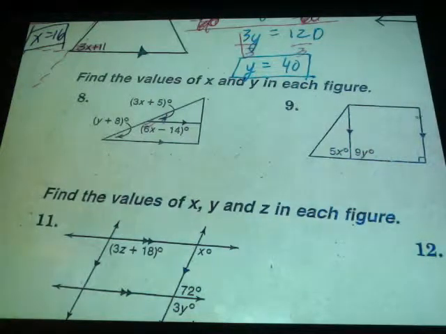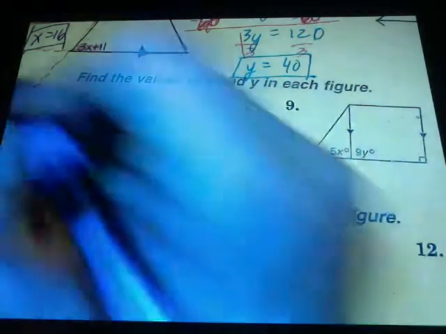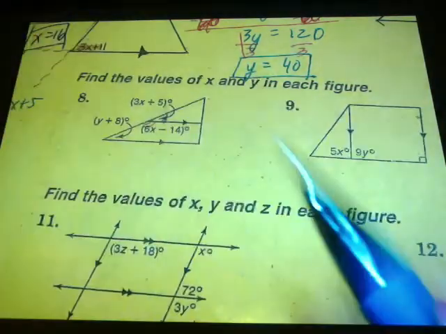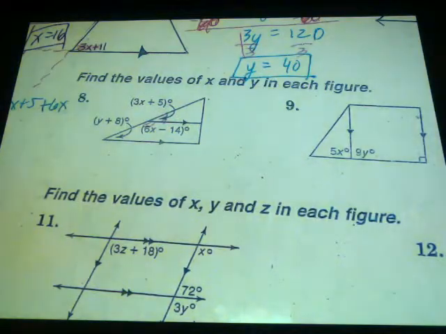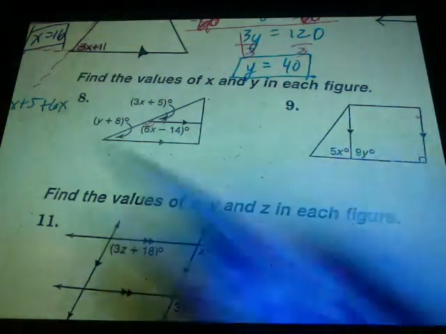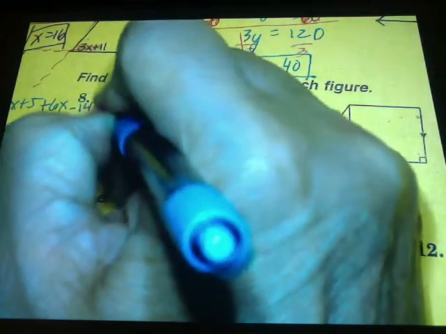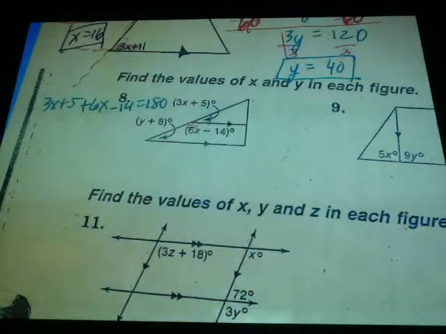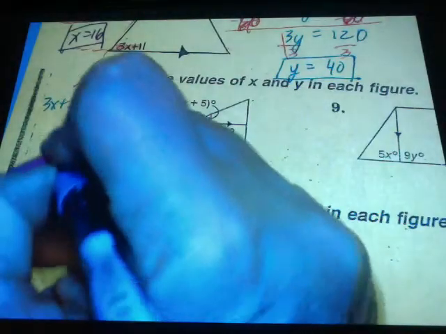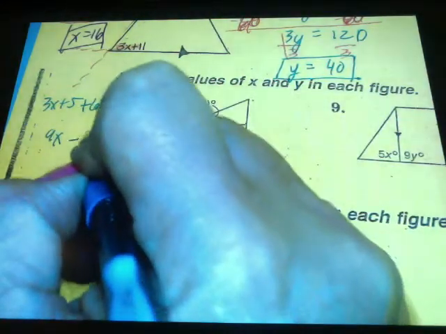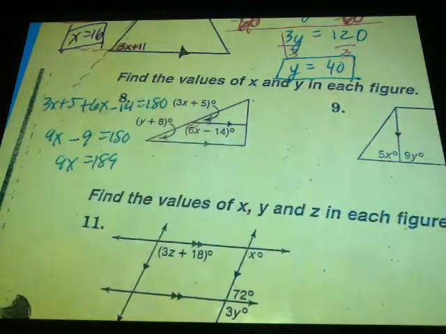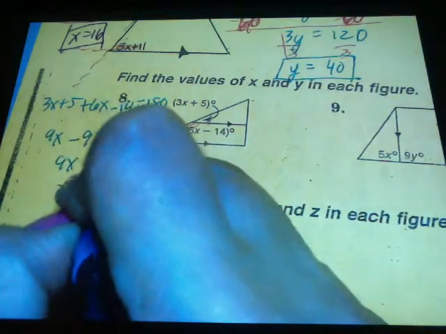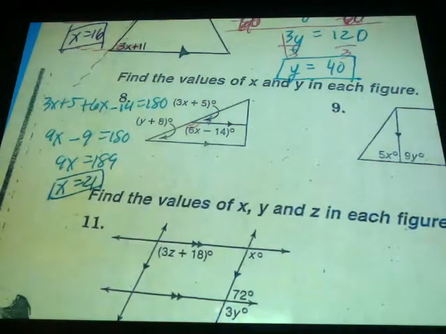So we're going to go ahead and set that up. So we have 3x plus 5 plus, is that a 6x? I drew on mine. Is that a 6x? Yeah. Okay. Minus 14 equals 180. So collect your like terms. 9x minus 9 equals 180. Add 9. 9x equals 189. Divide by 9. And you get 21. And you're going to find y.